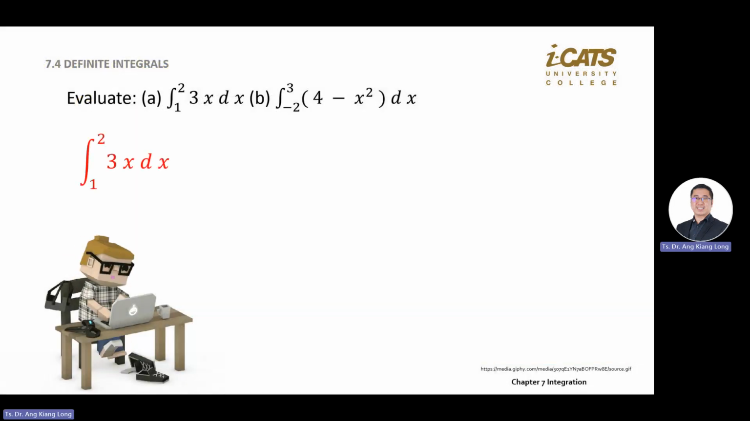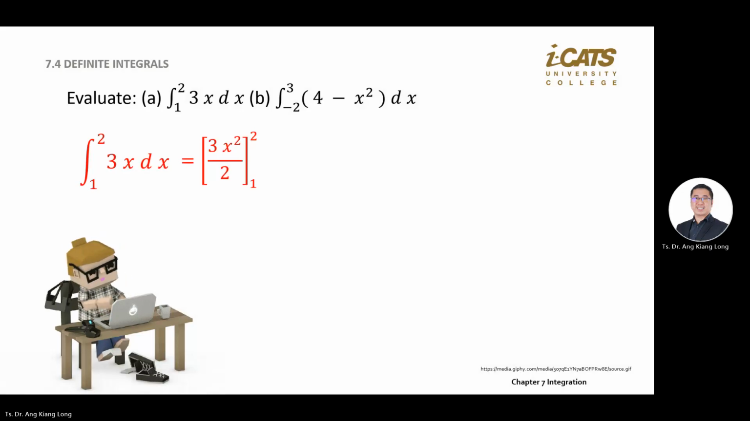So you see, example, 3x, you arrive at x squared divided by 2, multiply 3. You can always pull the 3 out. You can always pull the constant value 3 out so that to simplify your integration. Then the next step just to substitute upper limit minus lower limit.